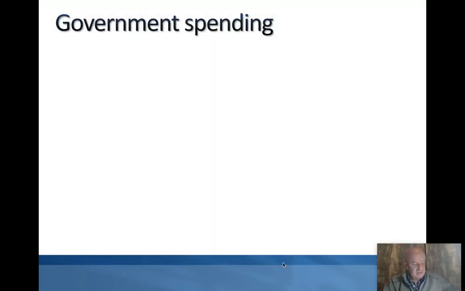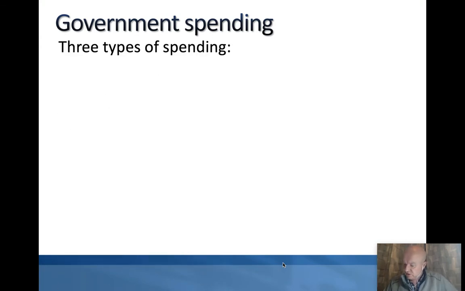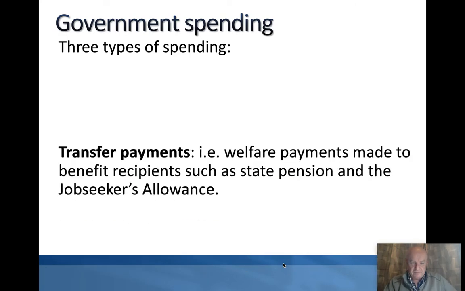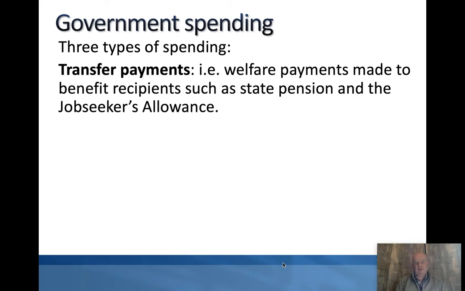So in that instance, let's take a little bit more detail at government spending, okay? There are 3 types of government spending. They are transfer payments, okay? So welfare payments made to benefit recipients, such as the state pension or Jobseeker's Allowance. This is now moving on to the information on page 9. So that's the first example.